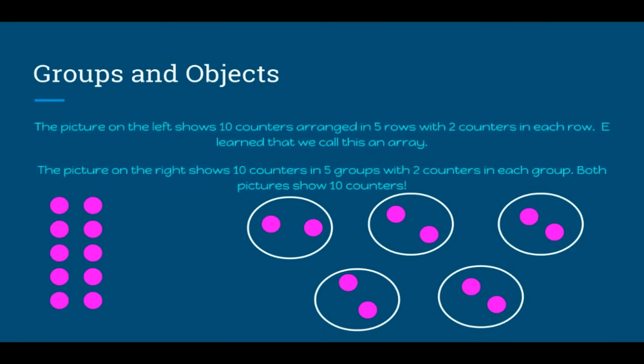The picture on the left shows 10 counters arranged in 5 rows, with 2 counters in each row. We learned that we call this an array. The picture on the right shows 10 counters in 5 groups, with 2 counters in each group. Both pictures show 10 counters. They just happen to look a little different.